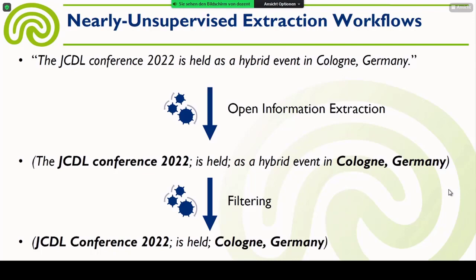In the first method, we just use existing unsupervised extraction methods. To convert a sentence like "the JCDL conference 2022 is held as a hybrid conference or hybrid event in Cologne, Germany," we obtain this triple structure: subject, verb phrase, object phrase. Then we do filtering. We see where there are important concepts that are of interest in our domain, like the conference name and the location, and we reduce the extraction to this filtered representation.